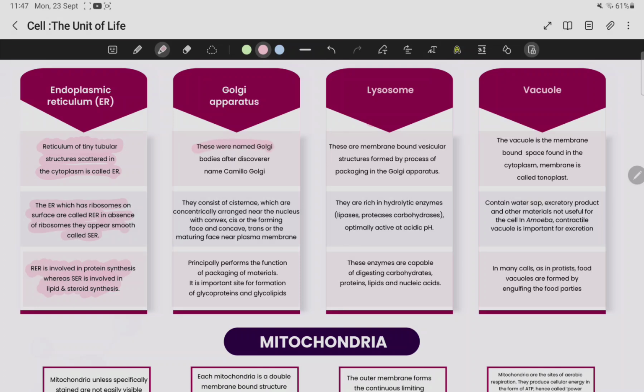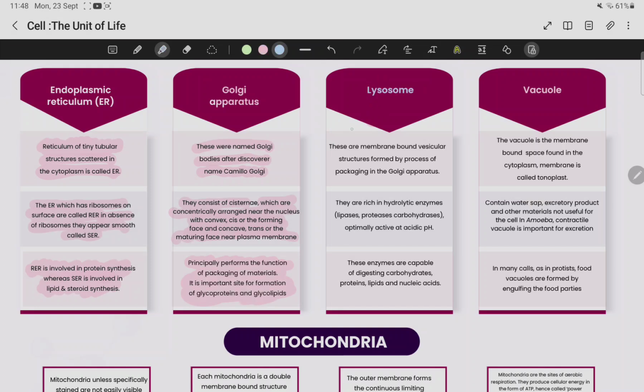These were named Golgi bodies after the discoverer, Camillo Golgi. They consist of cisternae, which are concentrically arranged near the nucleus with a convex cis or forming face, and a concave trans or maturing face near the plasma membrane. This says about the Golgi apparatus: it principally performs the function of packaging of materials, and is an important site for formation of glycoproteins and glycolipids.